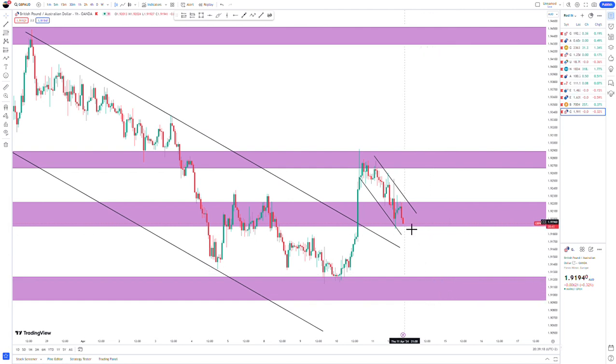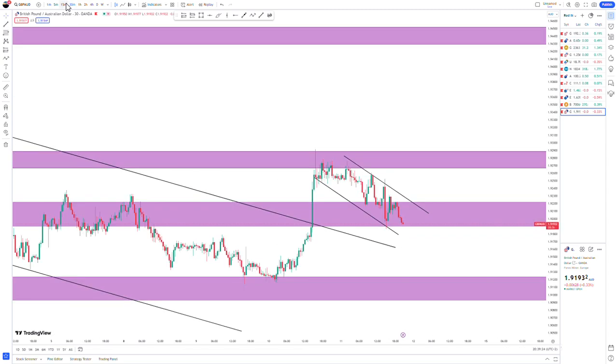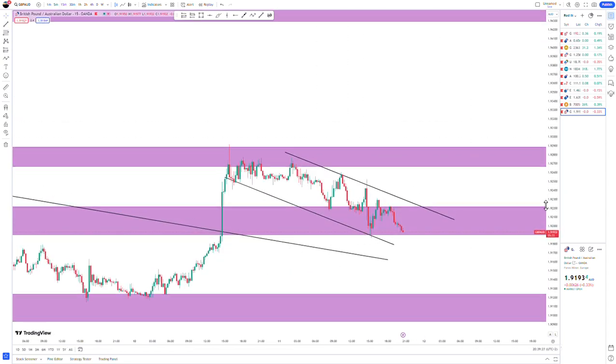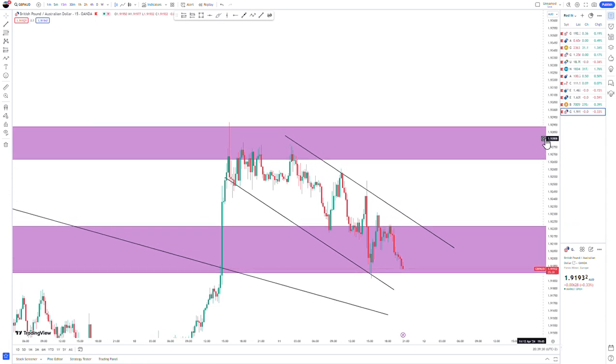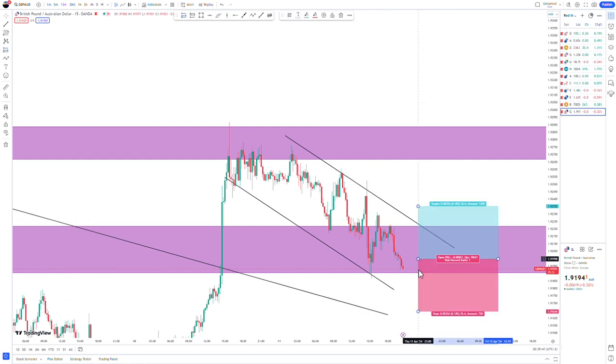So here now, if we get some sort of rejection at this area, you can be looking for your buys right there. But if it doesn't give you any sort of confirmation, you don't enter. But if you get a candlestick that looks like this, a bullish engulfing candlestick, then just enter, put your buy positions at the close of that engulfing candlestick, and your stop loss will be below the last low.